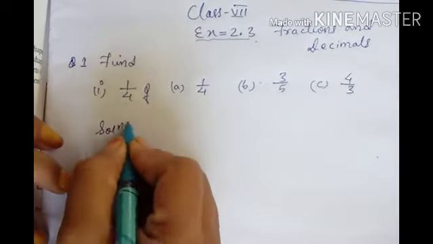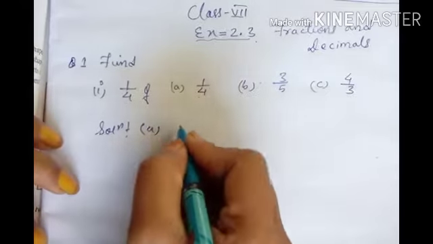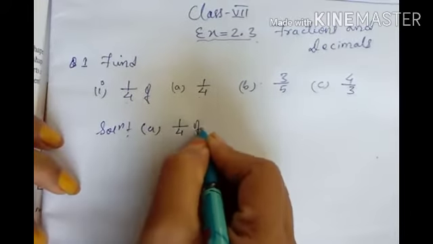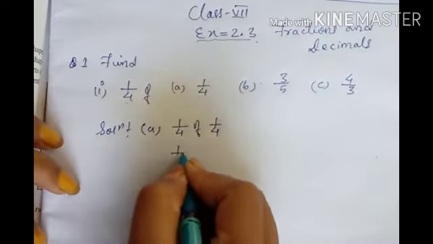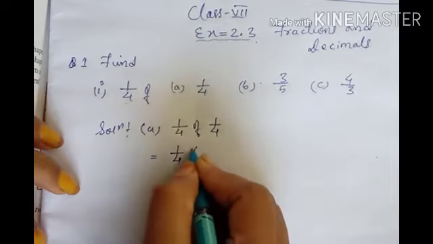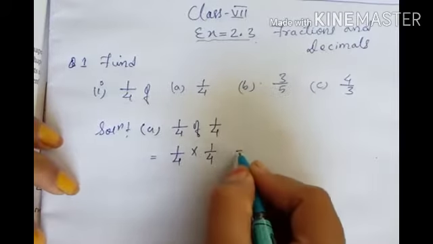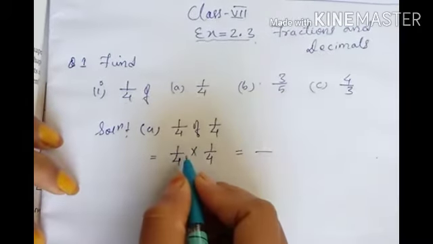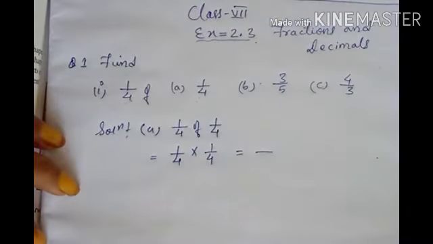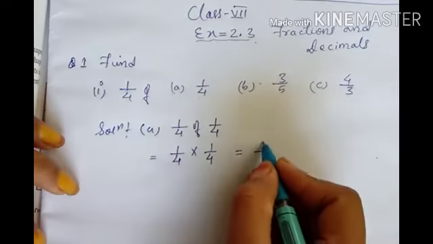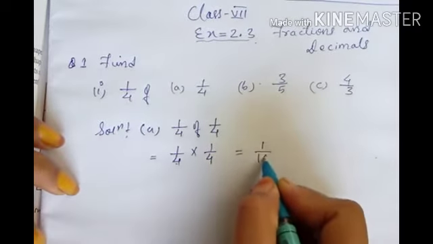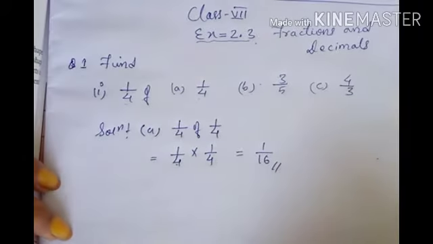So the solution of question A: 1 upon 4 of 1 upon 4. Of means what? Multiply. Don't forget this. Now how will you multiply a fraction or a rational number? 1 into 1 is 1, 4 into 4 is 16. So the answer is 1 upon 16.